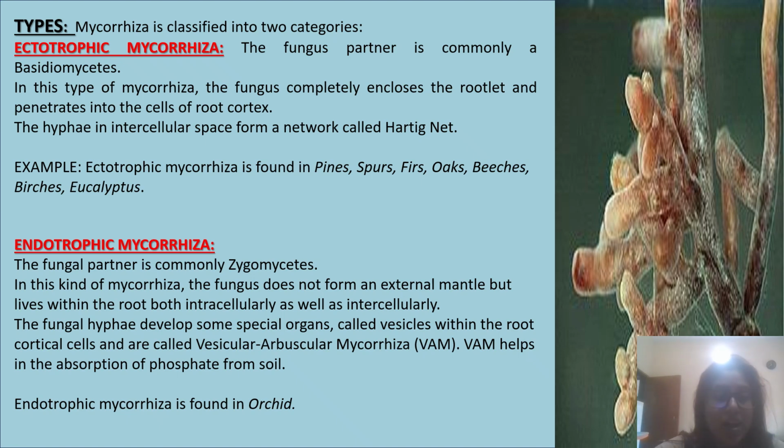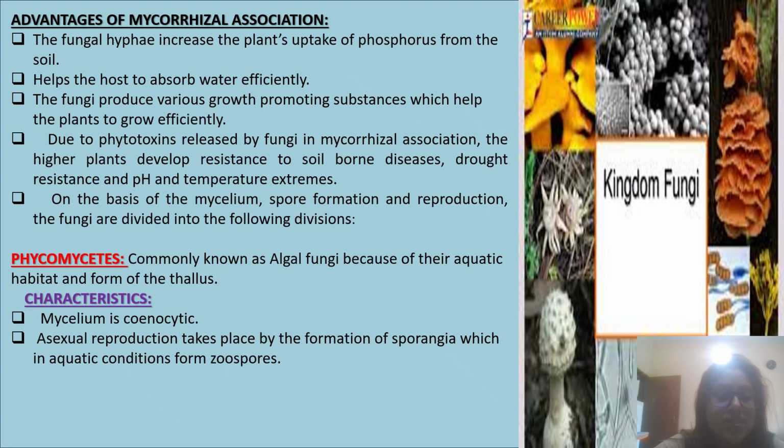VAM helps in the absorption of phosphate from soil. Endotrophic mycorrhiza is found in orchids. Next, advantages of mycorrhizal association. The fungal hyphae increase the plant's uptake of phosphorus from the soil and help the host to absorb water efficiently.